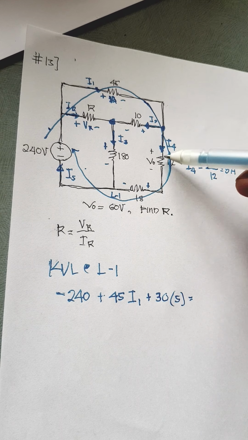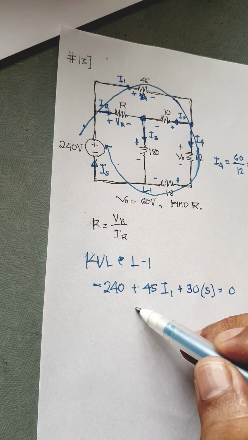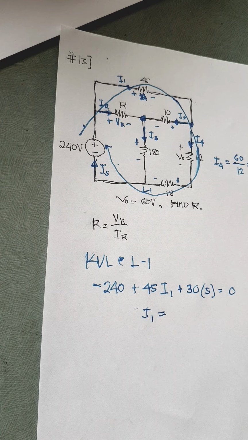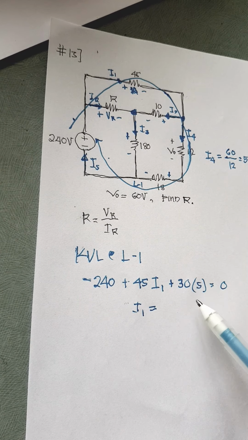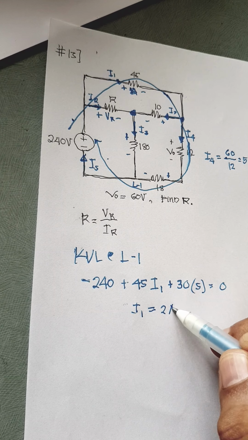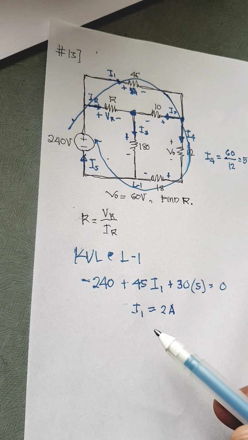So equal to 0. So we can now get I1. I1 therefore equals 240 minus 150, which is 90. 90 divided by 45 is 2 amperes. So we already got the value of I1.